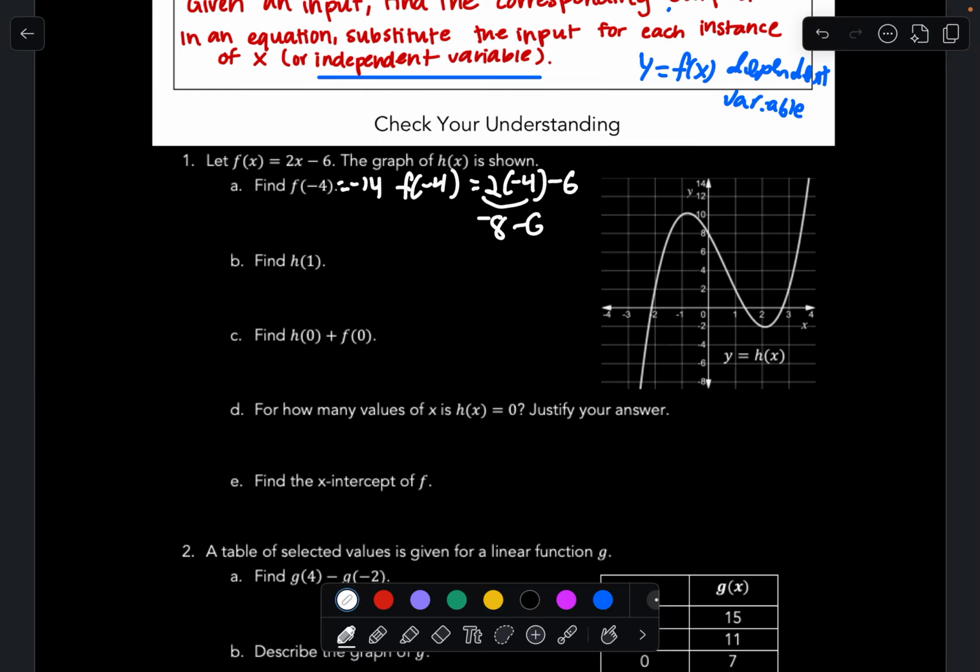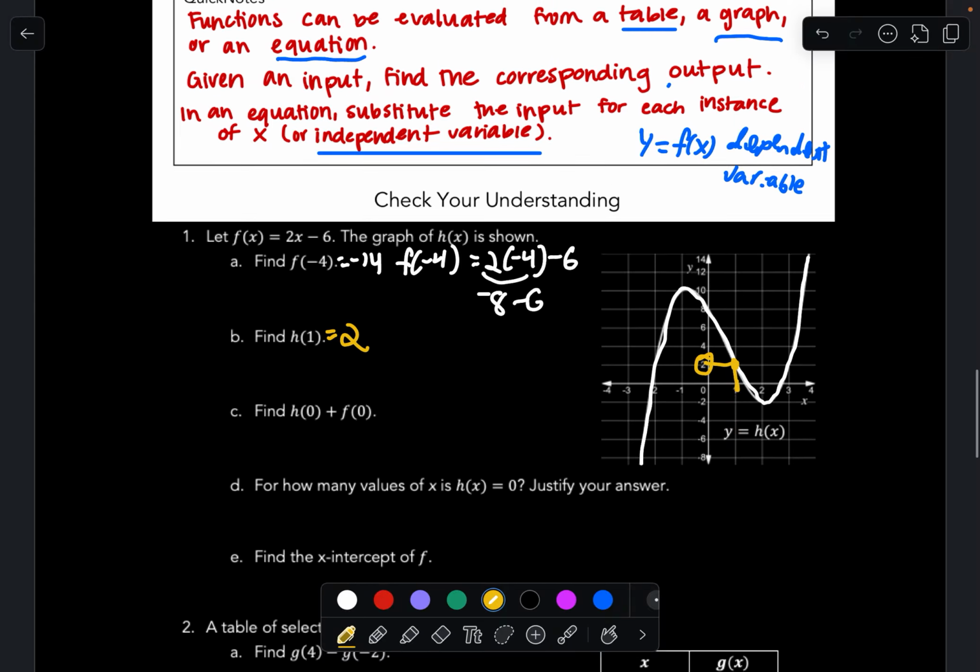-14. Now when they say find h of 1, they're saying, given the graph of h, they want you to figure out what the output is when x equals 1. So what you do is you go along the x-axis until you find 1. You go up and you see that the graph is equal to the number 2 at x equals 1, so that's 2.